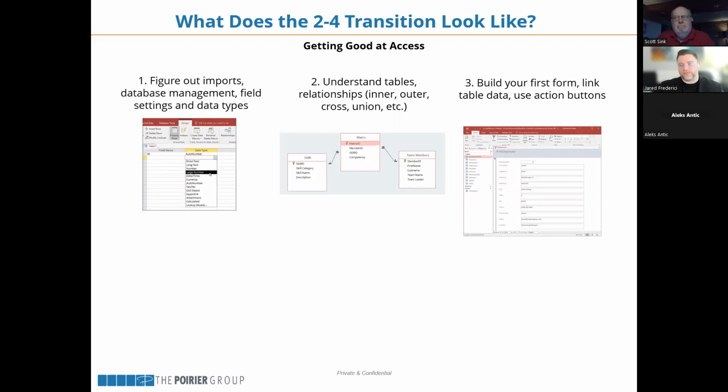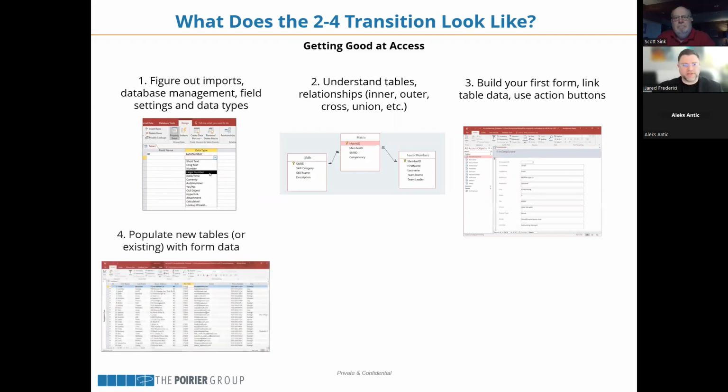Can you build a form? Access is really nice, and Forms has some really cool things you can do. People built little mini ERP systems in Access. I don't know if they should or not, but they have. And how do you populate new tables of data based on user entry form information? And what if they make a mistake?